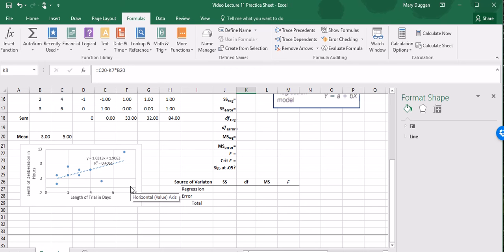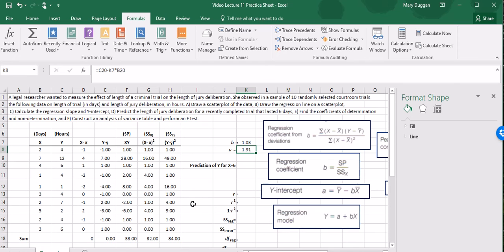So we can use this equation as a prediction equation. So for example, for any value of x, we can predict the length of the jury deliberation. So in part D of this question up here, hold on, it's here somewhere. It says predict the length of jury deliberation for a recently completed trial that lasted 6 days. So let's do that right now.